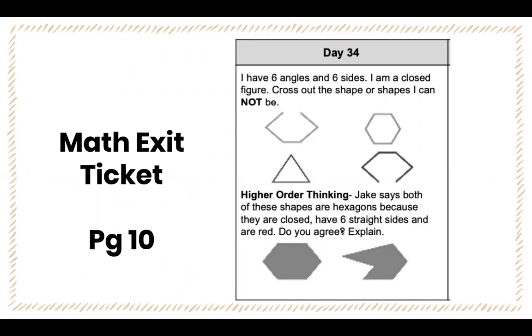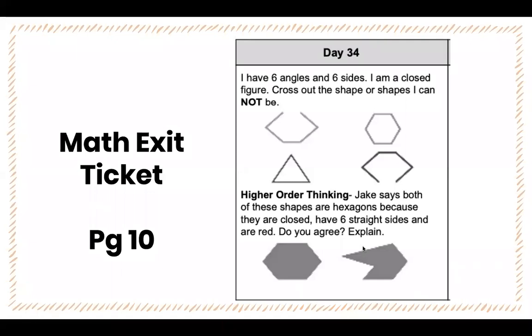Your second question, you will need to write this in your math journal, and you can title it Math Exit Ticket, page 10. So higher order thinking. Jake says both of these shapes are hexagons because they are closed, have 6 straight sides, and are red. Do you agree?